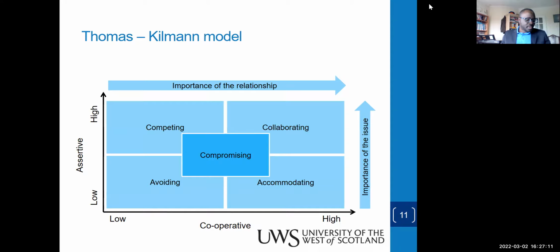So if you take a good look, the Thomas Kilmann Conflict Mode Instrument, TKI, gave us a very beautiful grid where he's looking at cooperativeness and assertiveness and the importance of the relationship, importance of the issue. When we merge it, what do we get? Okay, so Kilmann, the TKI, I'll just say the Thomas Kilmann model.